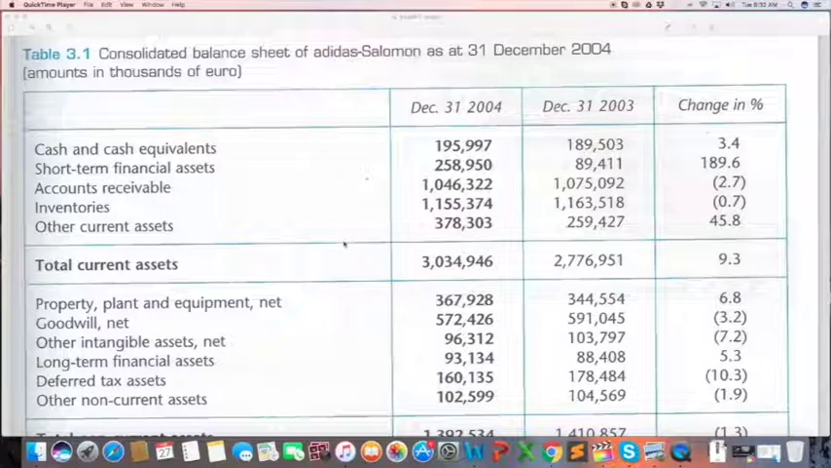Now we are going to see a didactical example of a consolidated balance sheet, okay? So in this report here, we have a comparison between 2 years and then the change in percentage. You are going to see that these reports, they are very simplified, okay?